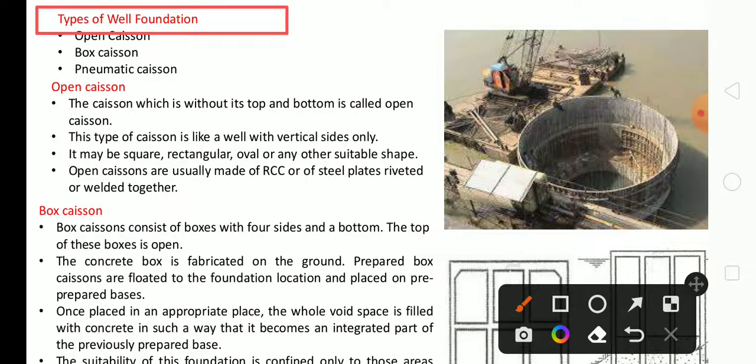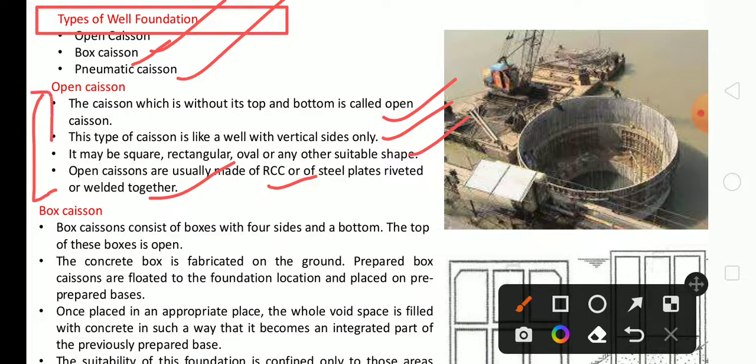So, types of well foundation. Basically well foundation is of three types: open caisson, box caisson and pneumatic caisson. First we will discuss the open caisson. The caisson which is without its top and bottom is called an open caisson. Obviously this type of caisson is like a well with vertical sides only. It may be square, rectangular, oval or any other suitable shape. Open caissons are usually made of RCC or of steel plates riveted or welded together. Okay, so that is all about the open caisson, and next is the box caisson.